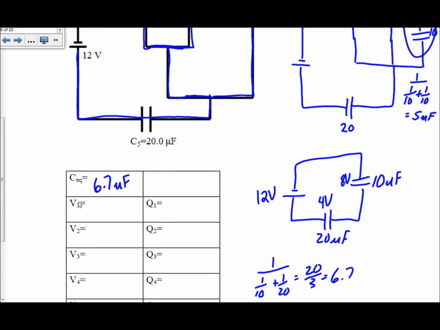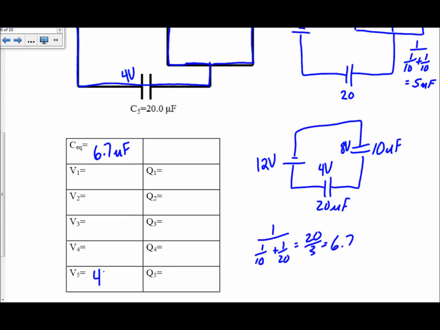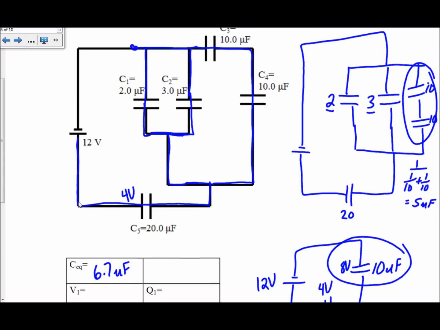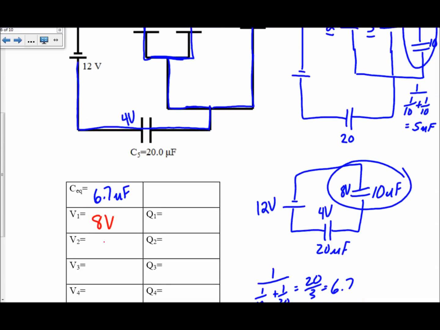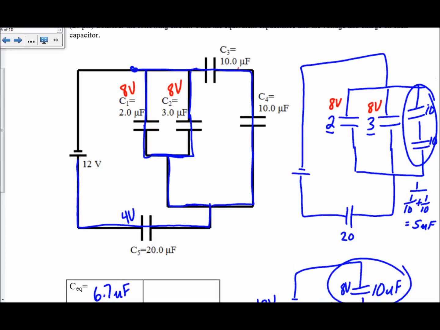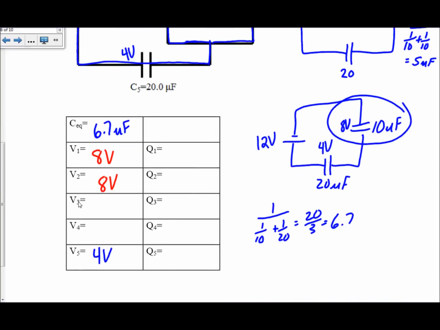And now I can fill in some values. I know that the voltage across this capacitor is 4 volts. That's going to be V5, 4 volts. I know that this voltage is 8 volts, and that that's also going to be across this capacitor and this capacitor. So that's 8 volts for C1 and C2. V3 and V4, I have 2 identical capacitors. Both of them share 8 volts. That means I have 4 volts across each. So that fills in the last 4 volts, 4 volts.